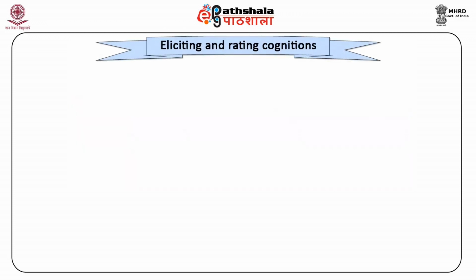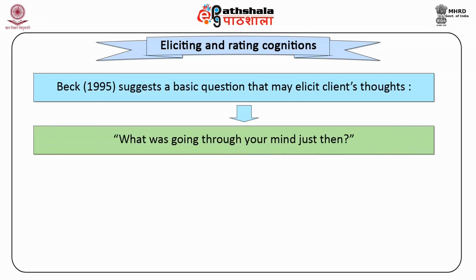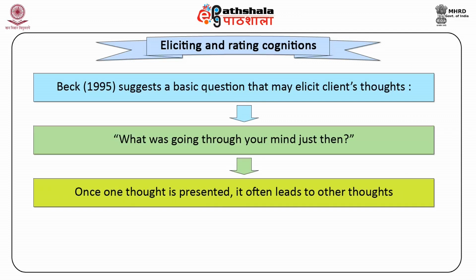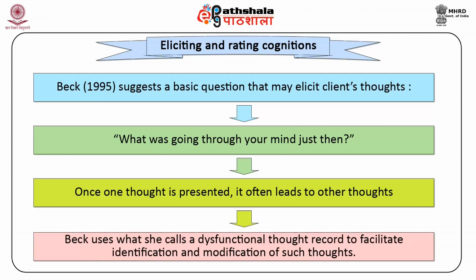Eliciting and rating cognitions. Judith Beck suggests a basic question that may elicit clients' thoughts: What was going through your mind just then? Once one thought is presented, it often leads to other thoughts. Especially important are thoughts that appear repeatedly in conjunction with a variety of experiences and have a negative impact on the client. Beck uses what she calls a dysfunctional thought record to facilitate identification and modification of such thoughts.